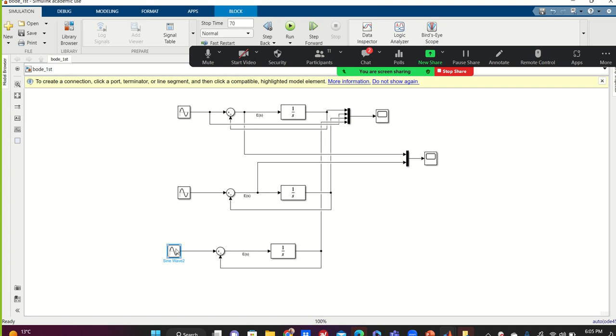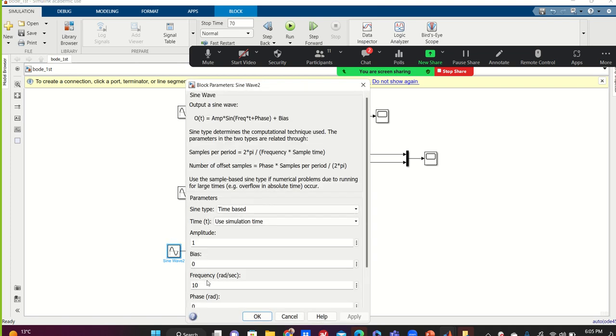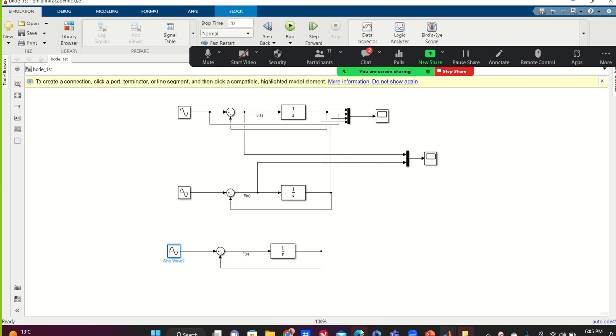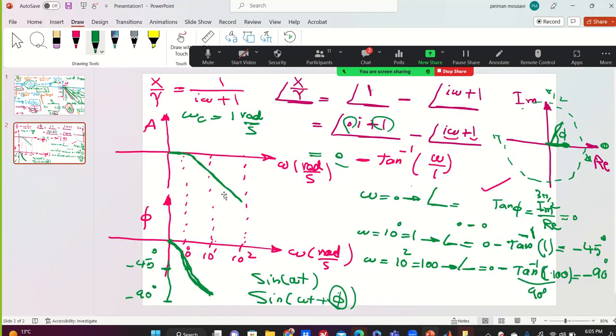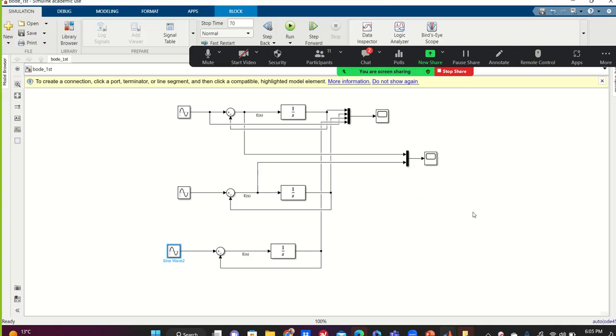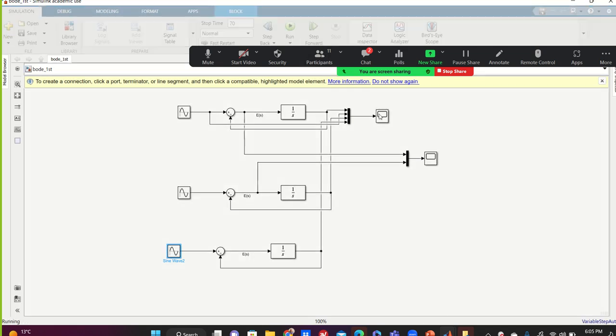So I increased the frequency to a high frequency, 10. Here, 10. What do you expect to see? What do you expect to see in amplitude?